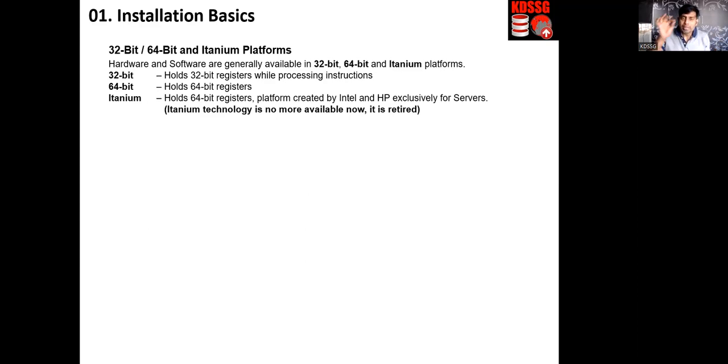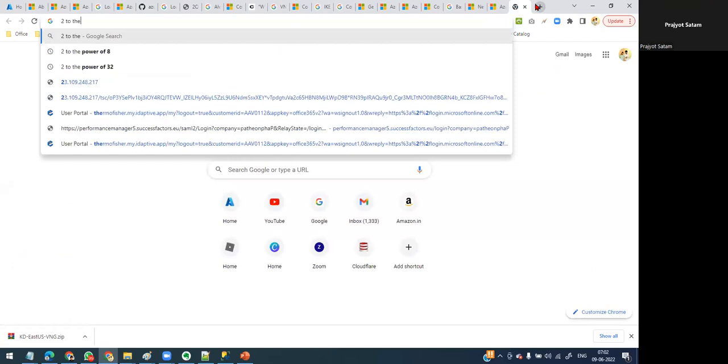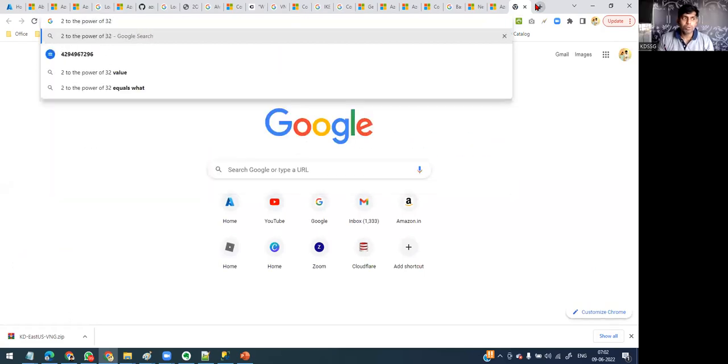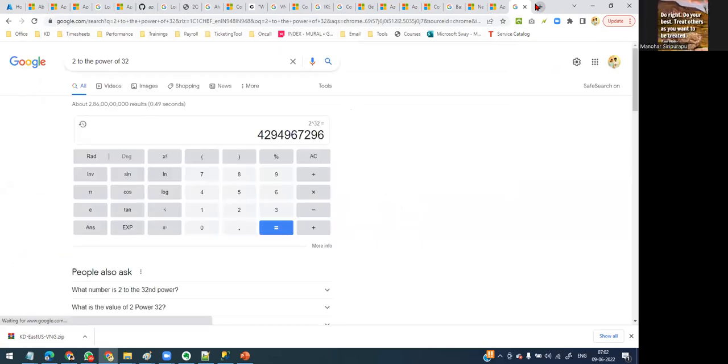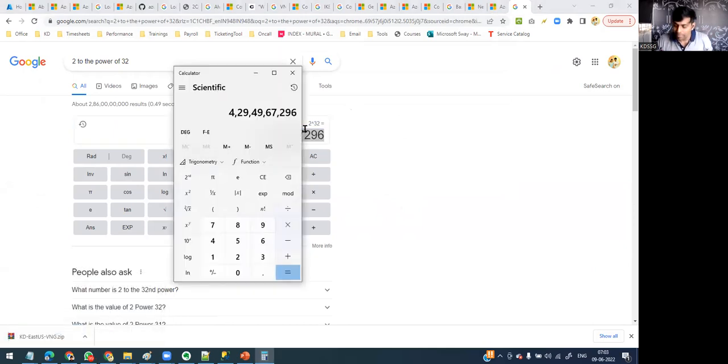Can I prove it to all of you? 32-bit means 2 to the power of 32. How much is the value, sir? 2 to the power of 32. Google will give the answer. Sir, this is the number. If you do an easy thing, copy that number. Assume that's in bytes. Divided by 1024, bytes becomes kilobytes; divided by 1024, kilobytes becomes megabytes; divided by 1024, megabytes becomes gigabytes. So 2 to the power of 32, if you convert, comes to around 4 GB.